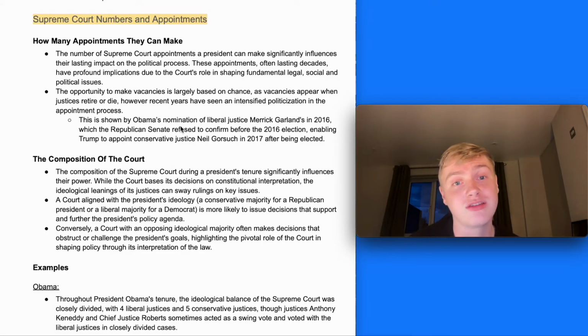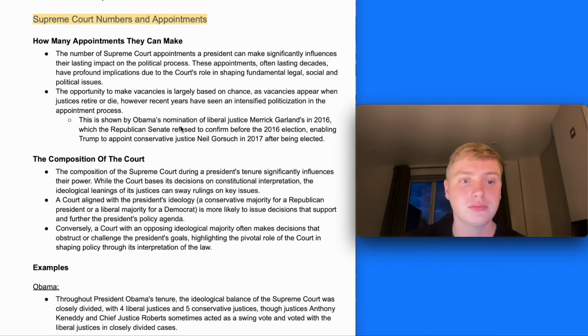The number of Supreme Court appointments the president can make significantly influences their lasting impact on the political process. And these have profound implications, as those who are appointed are on the court for decades and often have a big impact on US life and US political life, playing a key role in shaping key legal, social, and political issues. And the opportunity to make appointments based on vacancies is largely based on chance, as vacancies appear when justices retire or die. However, recent years have also seen an intensified politicisation of the appointment process, as shown with what happened with Merrick Garland's appointment in 2016.